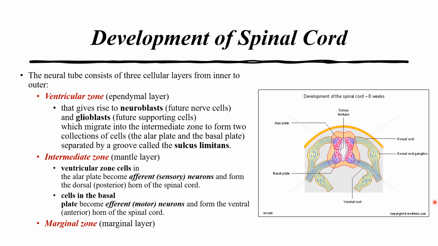Okay, and then next, the intermediate zone or the mantle layer. The cells in the alar plate become afferent or sensory neurons and form the dorsal horn of the spinal cord. And then the cells in the basal plate become the efferent or motor neurons and form the ventral horn of the spinal cord. Okay, so these are the roots. Okay. And then the marginal zone is also known as the marginal layer. Okay.